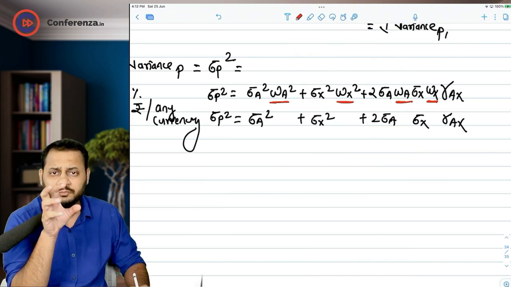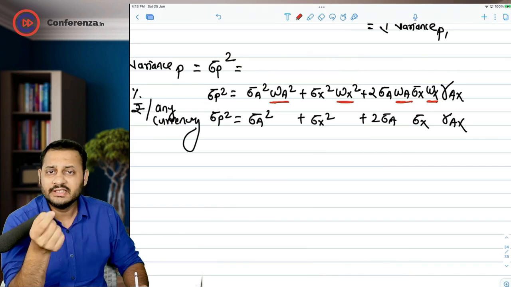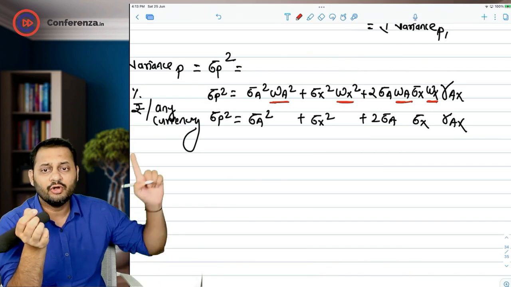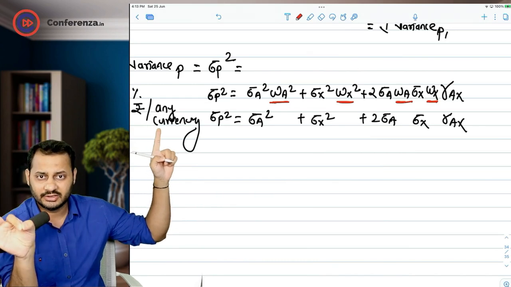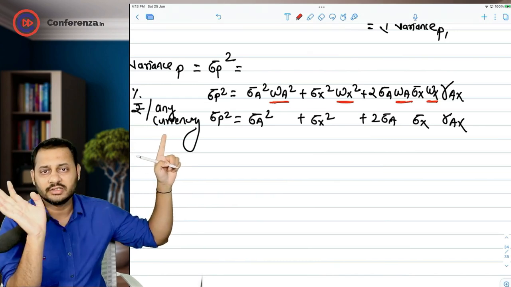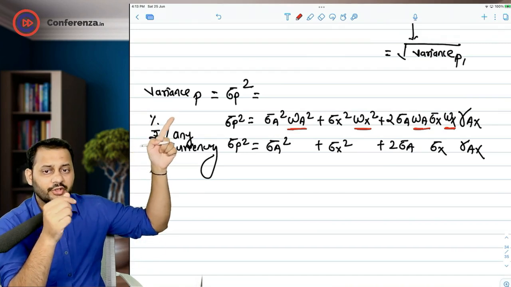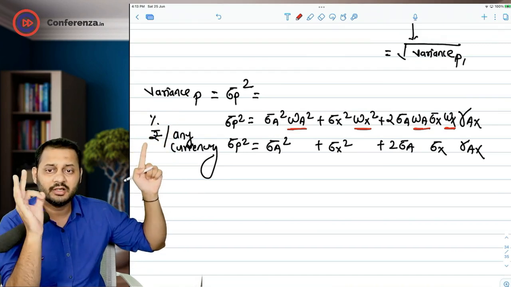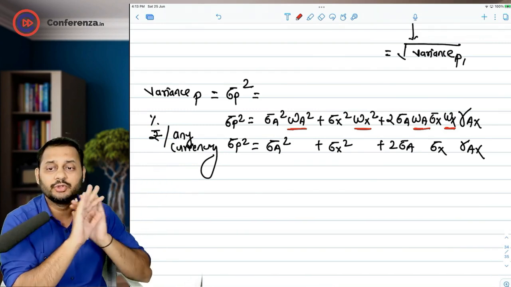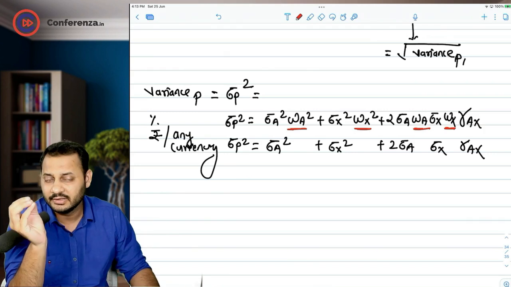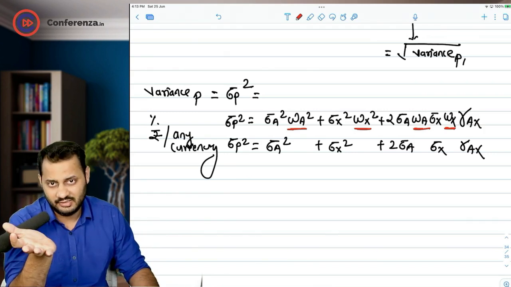All in all, we can summarize that the difference between these two formulas is that we are not including weights while calculating the variance in any currency. If you want to calculate the variance in terms of percentage, you have to use weights, but when you calculate the variance in terms of currency, you should not use the weights. Now the question lies here: why?